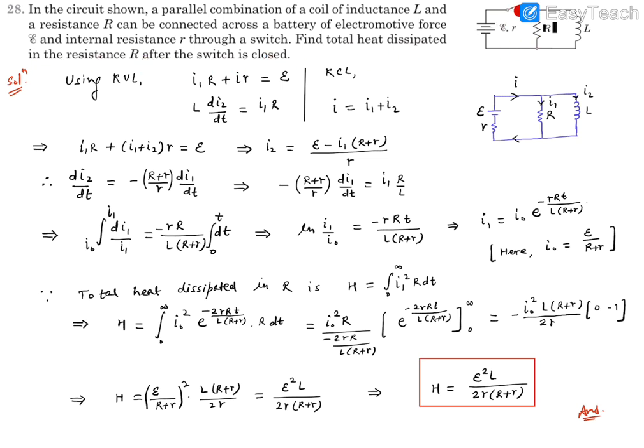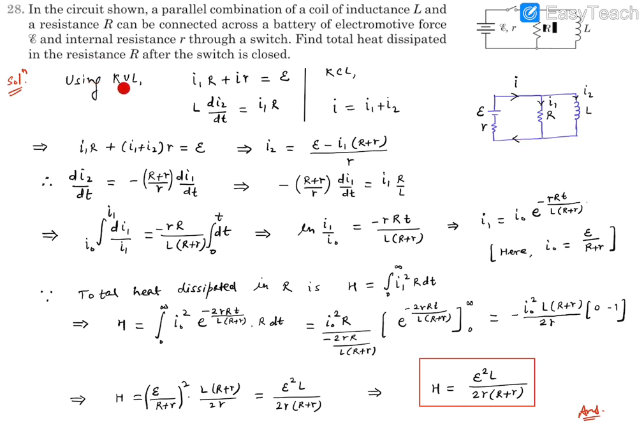So this switch was closed, so there will be current going through this resistor and this inductor, then there will be settlement, and we need to find the total heat dissipated by this resistance. Now we can take this circuit at any time t. So this is R, this is L, this is the battery, and then this internal resistance. Let's say current I goes through the battery, I1 through the resistance, I2 through the L.